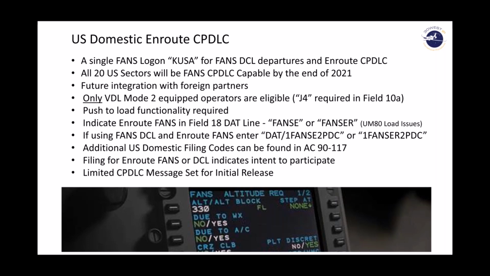Now that deadline has been pushed back to the end of 2021. So for the remainder of 2019, there will be no additional sectors coming online. So it will only be Kansas City and Indy centers through the end of 2019. And then starting Q1 of 2020, FAA will start rolling out some new sectors.